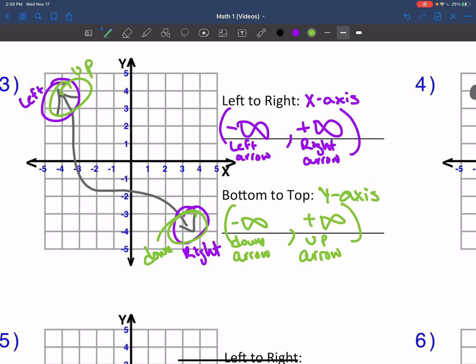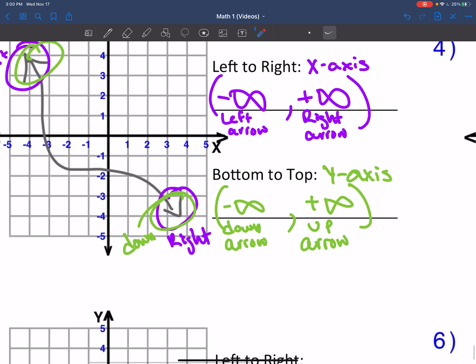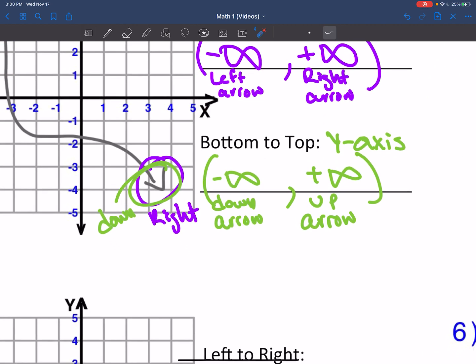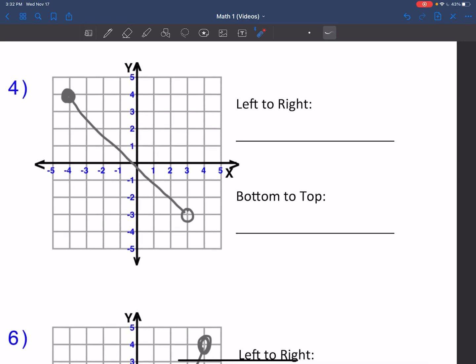So I'm going to talk about these arrows real quick. See how this arrow is not only going to the left, but it's also going up? So that left made it negative infinity when we talked left to right, but because it was also going up, that's where it became a positive infinity when we were going bottom to top, okay? Same thing with down and right. All right, so number 4, going left to right.